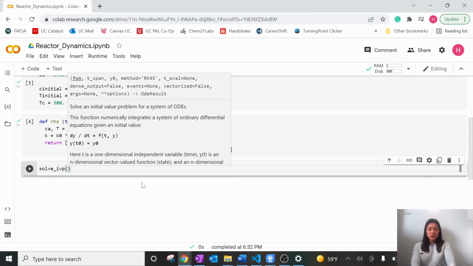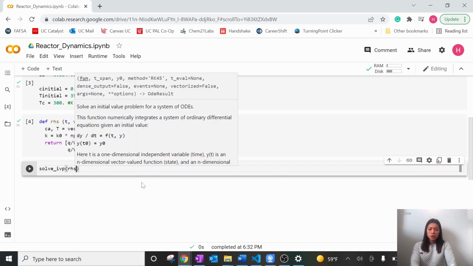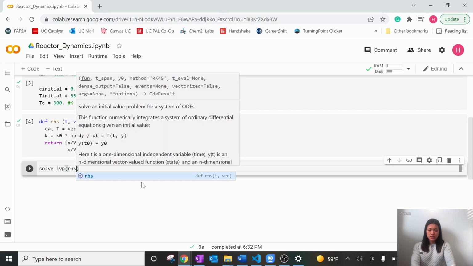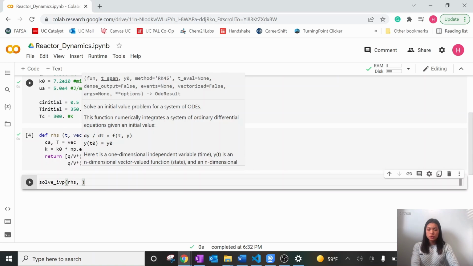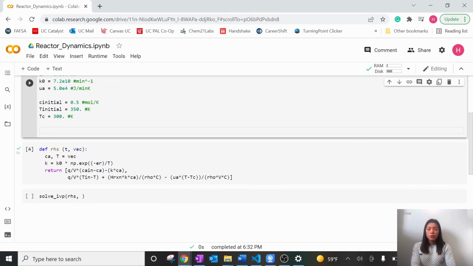The first thing that solve IVP needs is a function. So that is the function we defined above, which we named RHS, right hand side. And what it needs is the independent factor, that is time. And so we need to determine how long we want the time to go for. So let's say we want the time to go for 100 minutes.